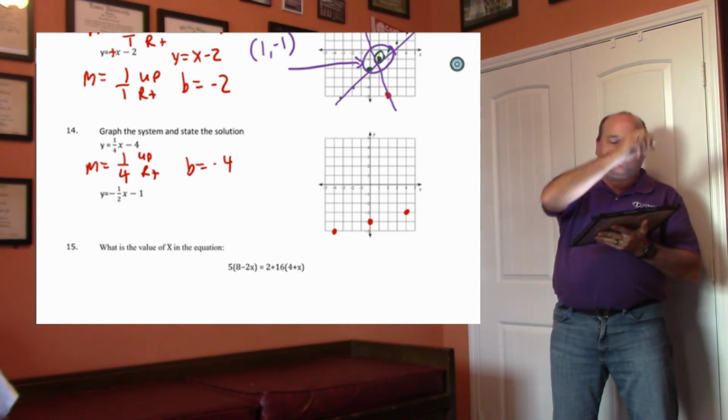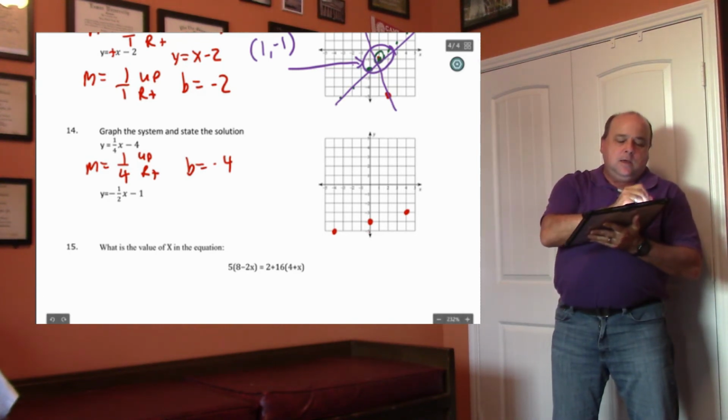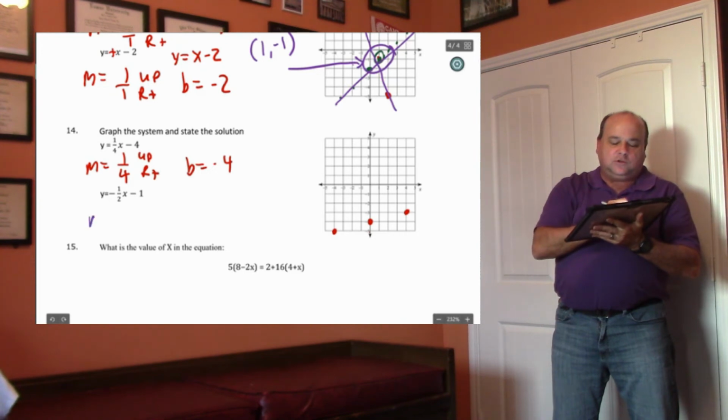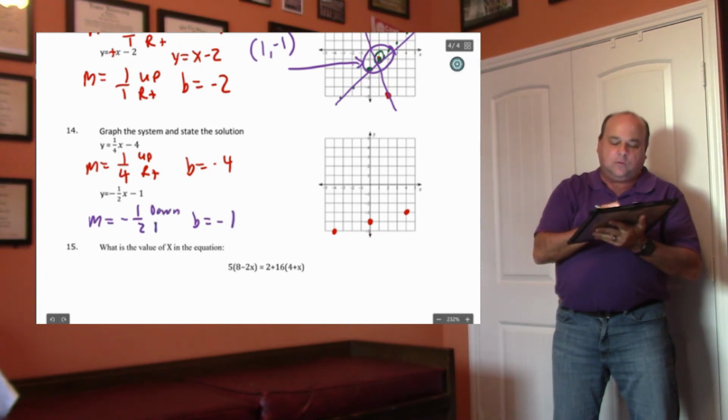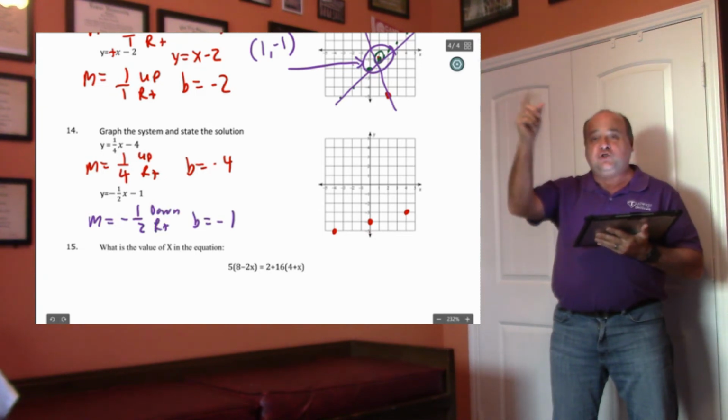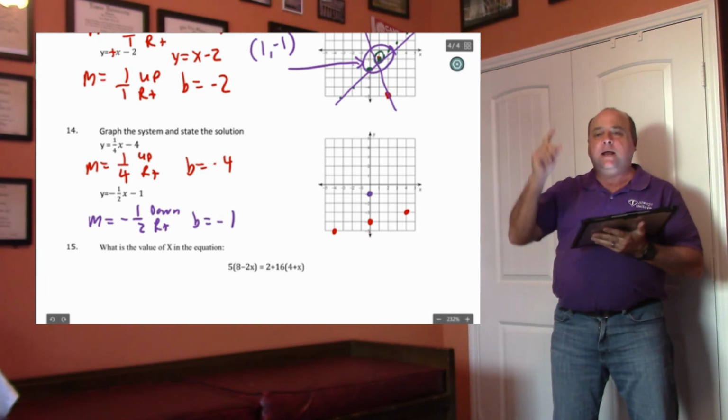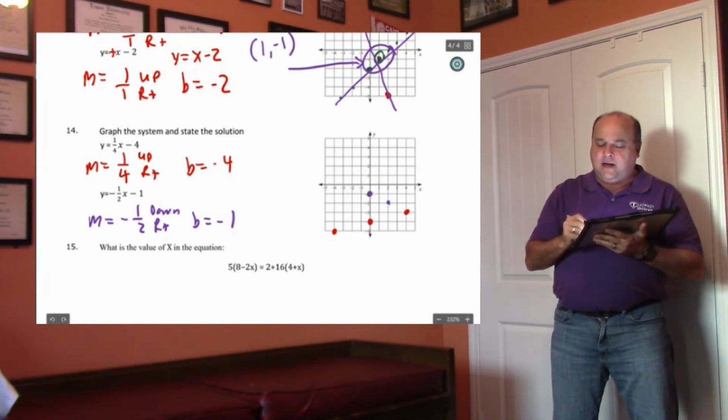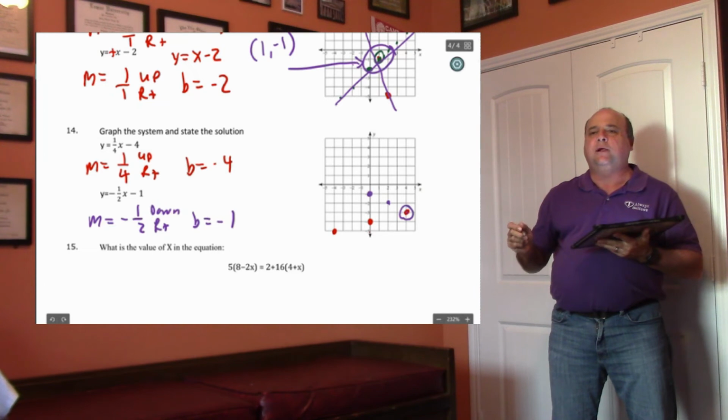Now then let's graph the next line. Oh, this is a long, long video. So my slope is negative 1/2, and my y-intercept is negative 1. This slope is telling me to go down and to the right. So I'm going to start at the negative 1, and then I'm going to go down 1, right 2, and down, and ding, ding, ding. This is where they cross.